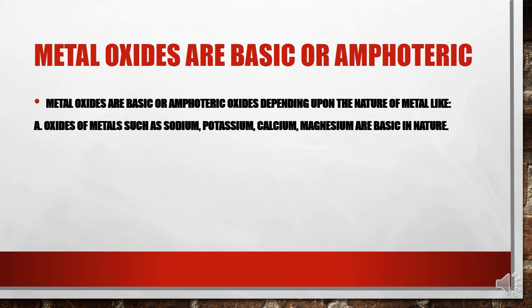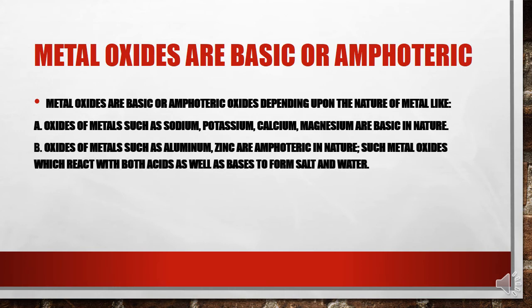Metal oxides are basic or amphoteric in nature depending upon the nature of the metal. Like oxides of metals such as sodium, potassium, calcium are basic in nature, and oxides of metals such as aluminum and zinc are amphoteric in nature. What is amphoteric nature? Those oxides which react with both acids and bases to form salt.